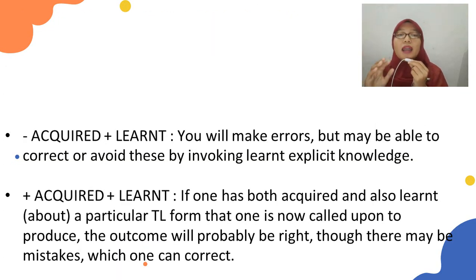The third, unacquired, learned. It means you will make errors, but may be able to correct or avoid this by invoking learned explicit knowledge. The fourth one, acquired, learned. It means if one has both acquired and also learned about the particular target language form that one is now called upon to produce, the outcome will probably be right, though there may be mistakes which one can correct.